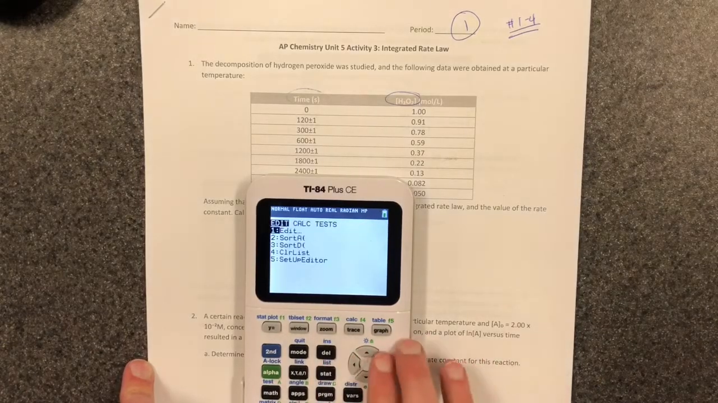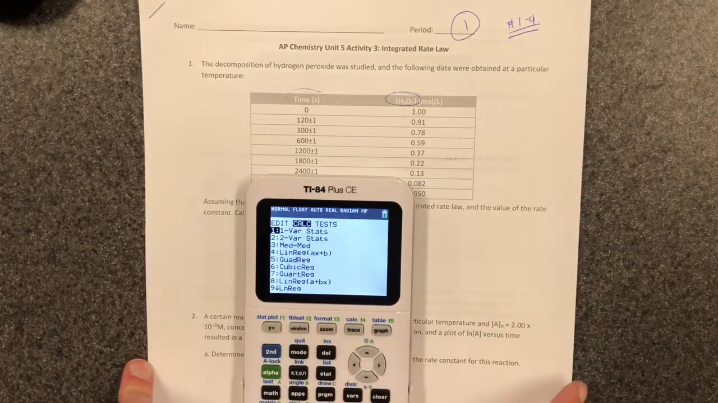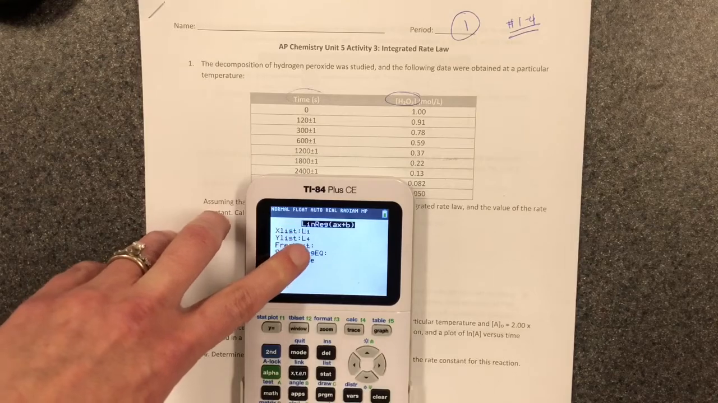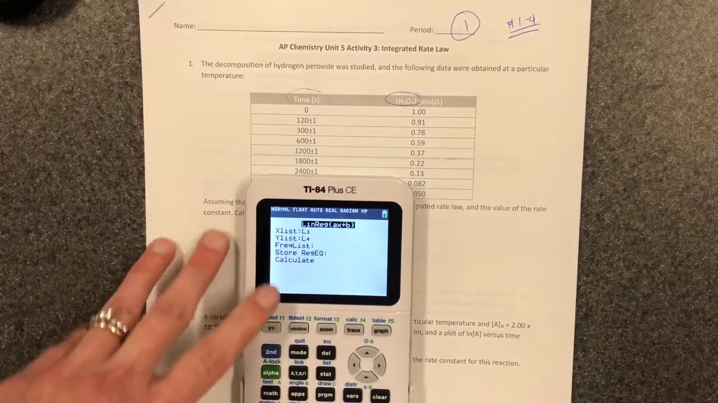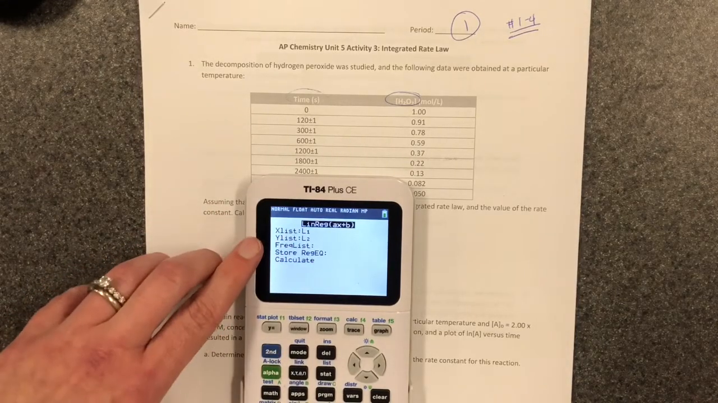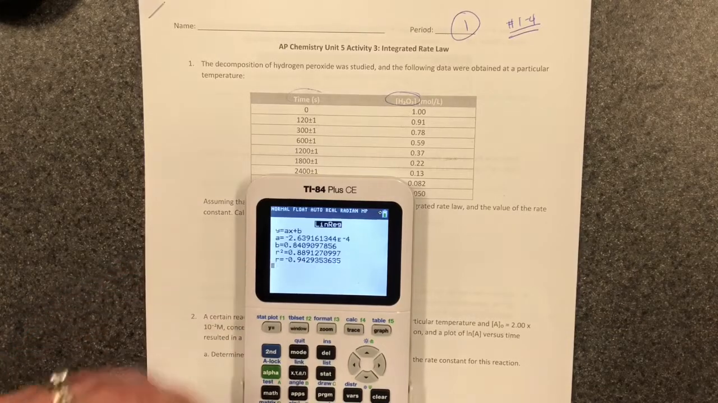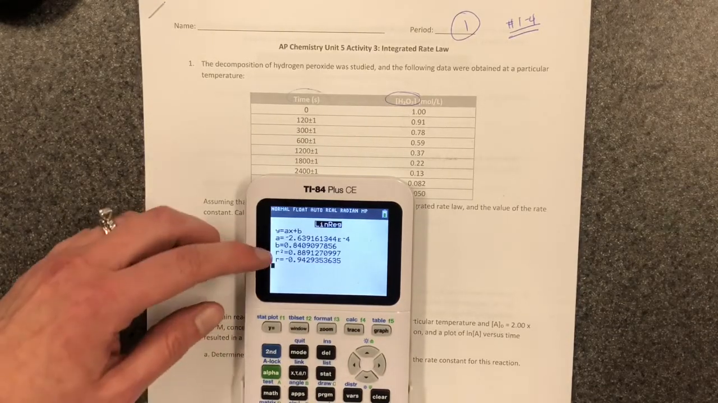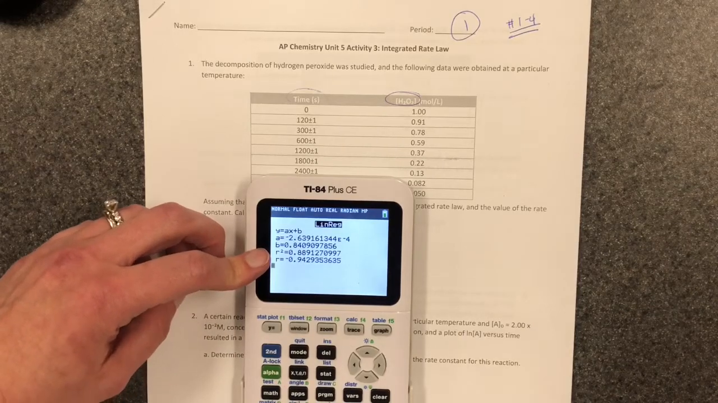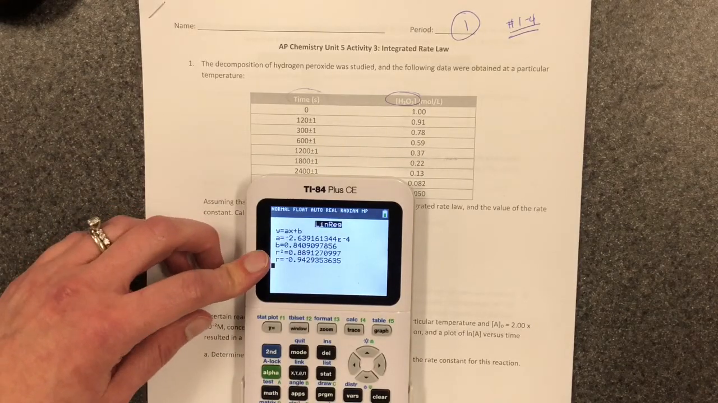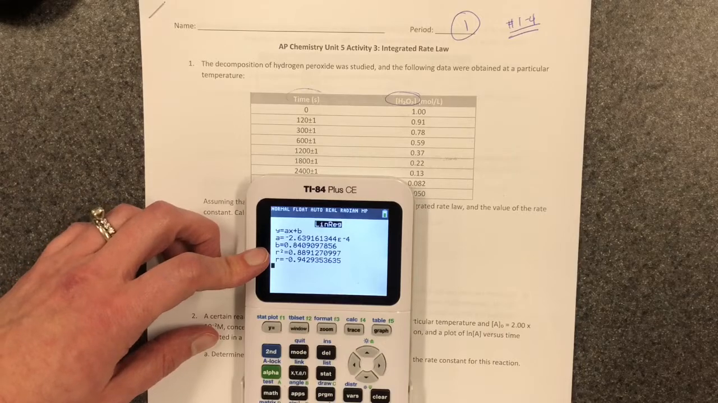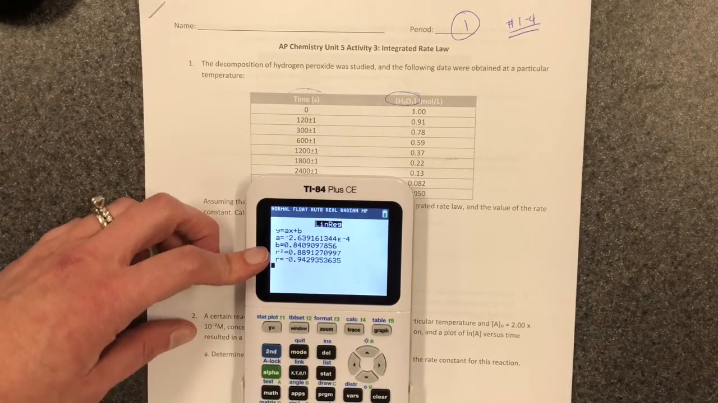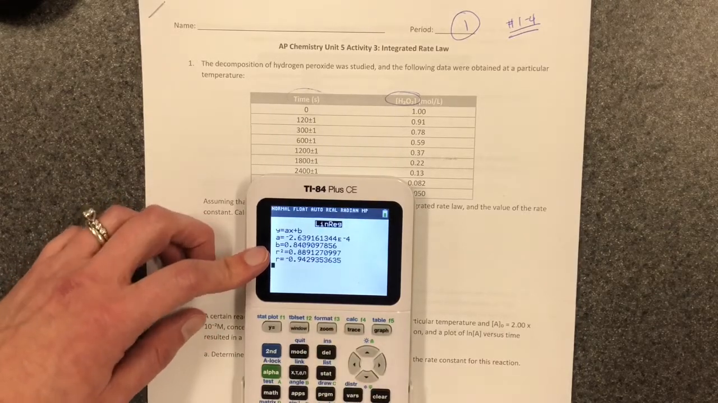So then I'm going to go to Stat and scroll over to Calc, and I'm going to do a linear regression. So I'm going to hit 4. Now first I'm going to check list 1 versus list 2. So let me change that. Again, if this is linear, then that means that it's 0 order. But if I check the R squared value, that's really not that close to 1. So the R squared value closest to 1 is going to be the most linear line. And so for this one, I don't think that's it.